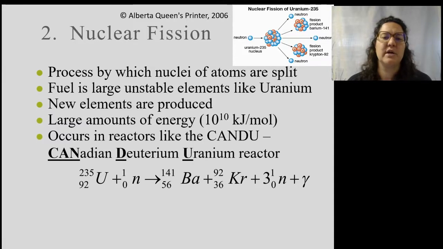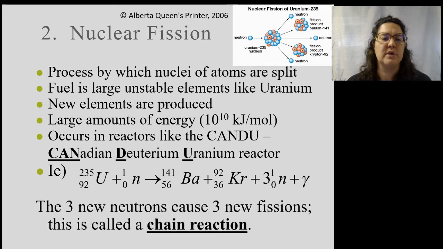So we take a large unstable element like uranium and produce new smaller elements, and still large amounts of energy, 10 to the power of 10 kilojoules per mole. This occurs in reactors such as the Canadian deuterium uranium reactor, where the equation that represents the reaction is uranium-235 plus 1 neutron produces barium-141, krypton-92, 3 neutrons, and gamma radiation.